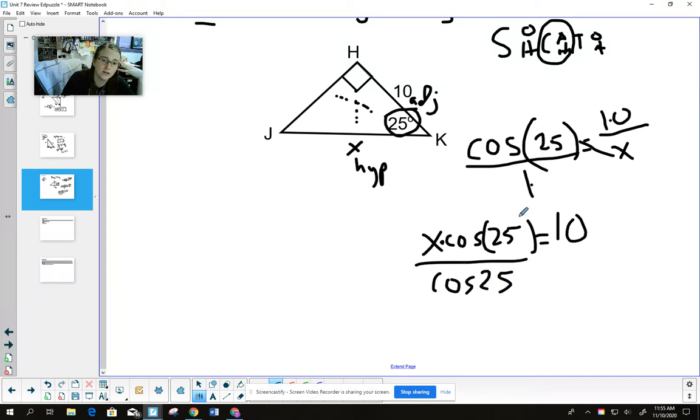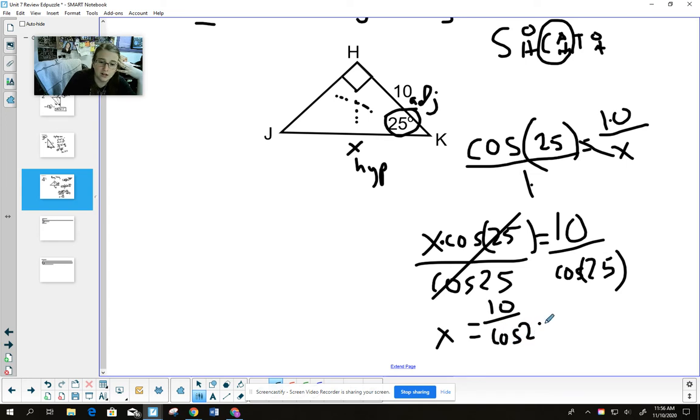I know this is weird, but if you just imagine that cosine 25 is just a number, it just got some letters in it, then we can work with it like it's a number. So now that x is by itself, now we can go to our calculator. 10 divided by cosine 25. We should get 11.03.